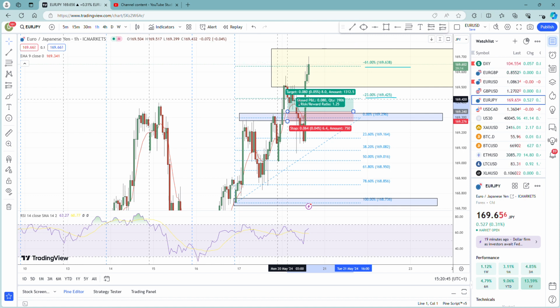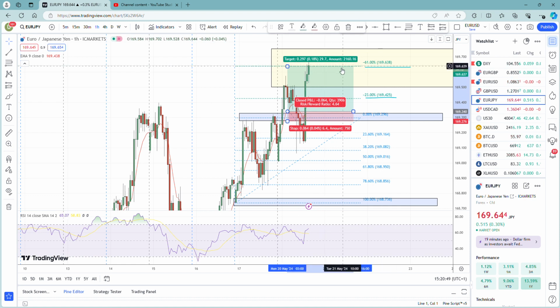TP, not great. This is where it gets interesting. TP2, you're risking 6-7 pips to make 8 pips even to make 30 pips. Your risk to reward ratio is 3.62. That is if you were buying.